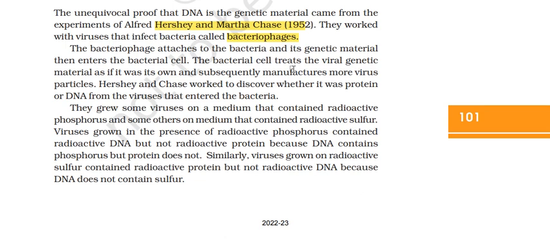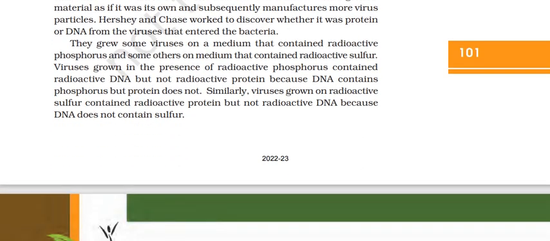ऐसी कौन सी चीज थी जो बैक्टीरिया को एंटर कर रही थी? Because eventually वही genetic material था. Fine. Whether it was the protein or it was the DNA. अभी यही हमारा question था. They grew some viruses on a medium that contained radioactive phosphorus and some others on medium that contained radioactive sulfur. अब आपको याद रखना है radioactive phosphorus हमारा DNA में present होता है, हमने अभी देखा, और sulfur जो है प्रोटीन में present होता है.